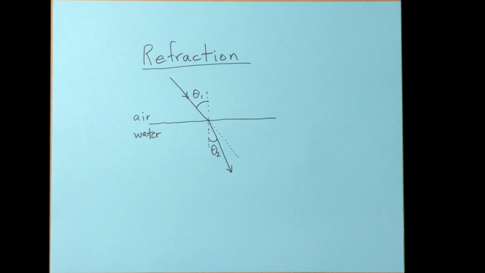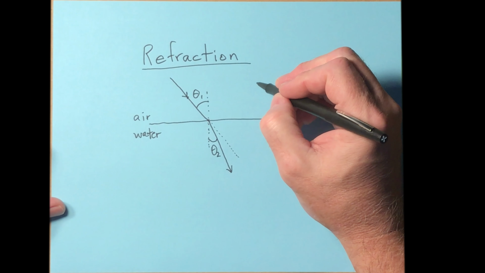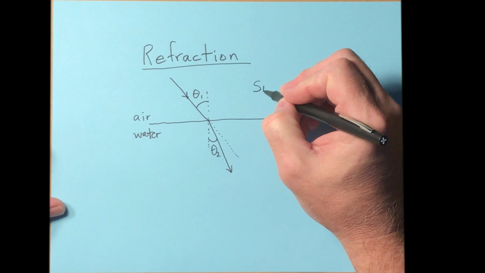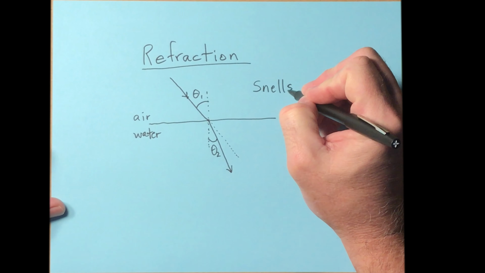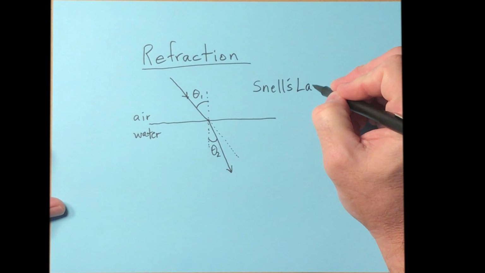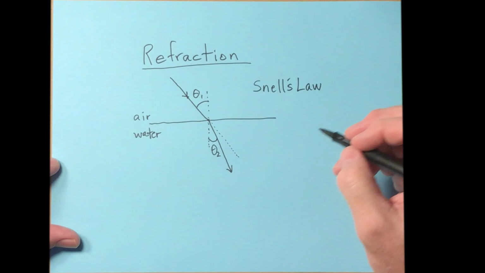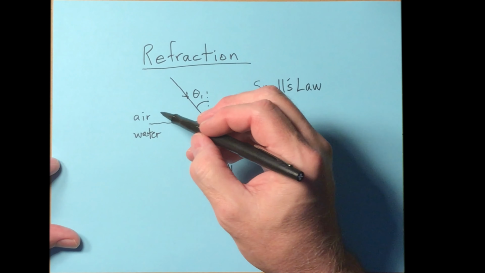All right, now when we were talking about reflection, we had a law of reflection, and it was very simple. Angle of incidence equals angle of reflection, and that was it. Everything else sort of fell out of that. Well, now that we're talking about refraction, we also have a law of refraction. But the law of refraction has a common name called Snell's law. And Snell's law looks like this.